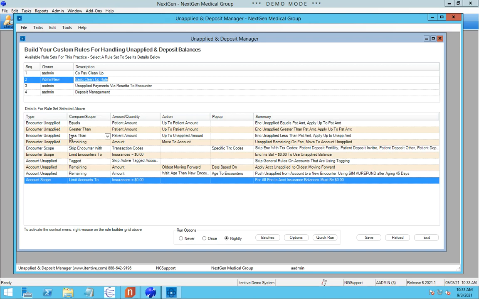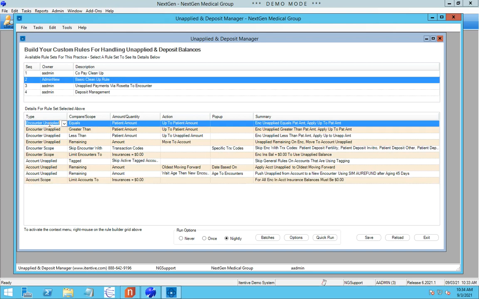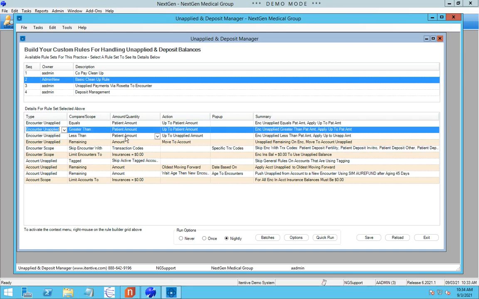So as we look in the lower part of the screen, we see our rules, right? Encounter unapplied equals patient amount, apply it up to the patient amount. Encounter unapplied is greater than the patient amount. Let's still apply it to the patient amount. Now, those of you who are keyed in on this have probably noticed that that may leave some money left in encounter unapplied. If it's greater than the patient amount and we only apply it up to the patient amount, we're going to have some money sitting there in encounter unapplied, and we'll talk about that in a couple more steps.